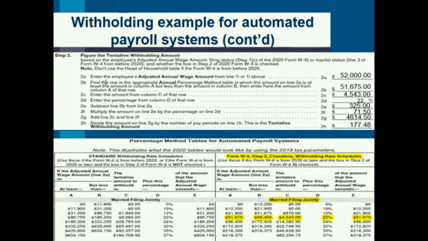We figure the tentative withholding amount by dividing the annual tax withholding amount by the number of pay periods, which is 26 in Sophie's case. This makes Sophie's tentative withholding amount $177.48 per pay period.